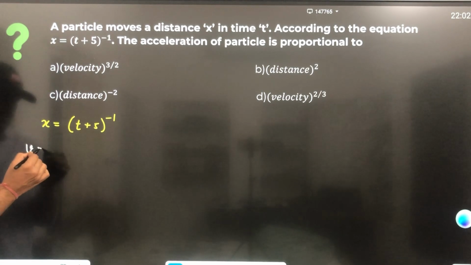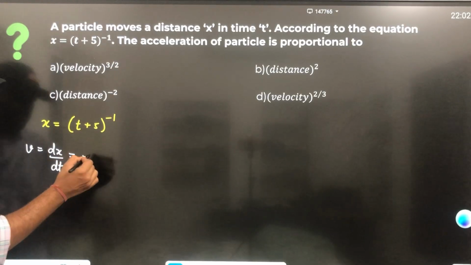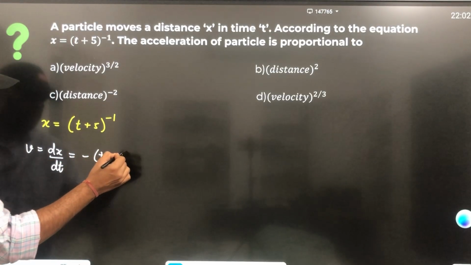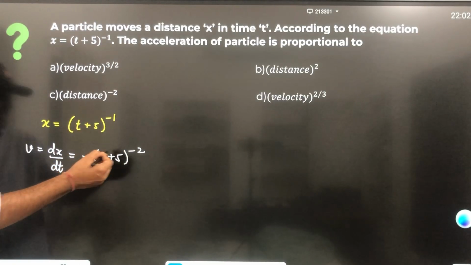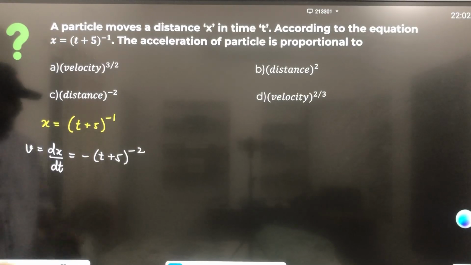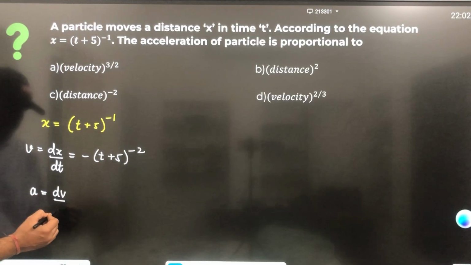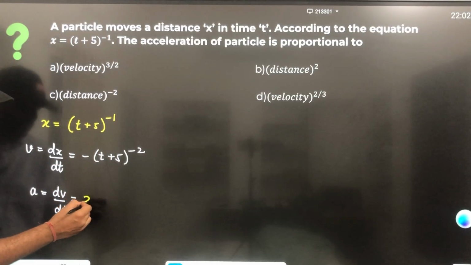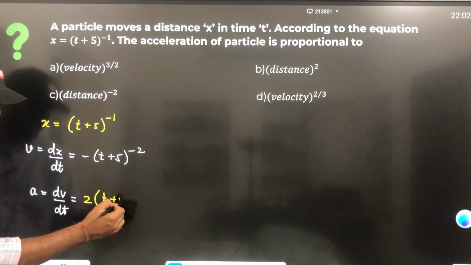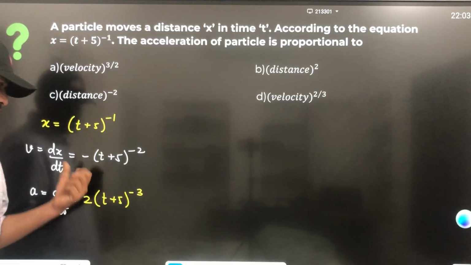So velocity will be equal to dx by dt, right? That will be minus 1 times (t plus 5) raised to power minus 2. Simply minus 1 will come in front and (t plus 5) raised to minus 2, and differentiating t plus 5 by chain rule will give you 1. I hope this is clear. Again, a will be equal to dv by dt. So if this is the velocity, let's differentiate this. Minus minus becomes plus 2, and this will become (t plus 5) raised to power minus 3. Now this is our acceleration, this is our velocity.